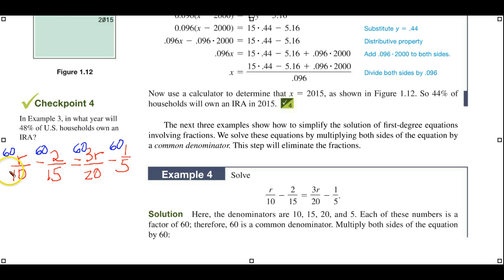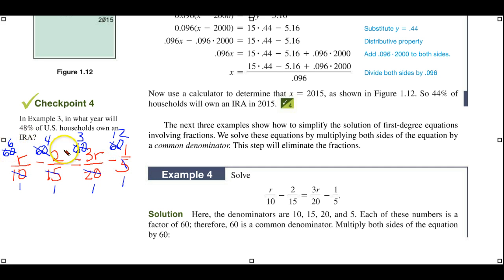10 will go into this once, 10 will go into this 6 times. 15 goes into 15 once, 15 goes into 60 4 times. 20 goes into 20 once, 20 goes into 60 3 times. 5 goes into 5 once, 5 goes into 60 12 times. Now notice all of our denominators are ones now. We've gotten rid of our fractions.